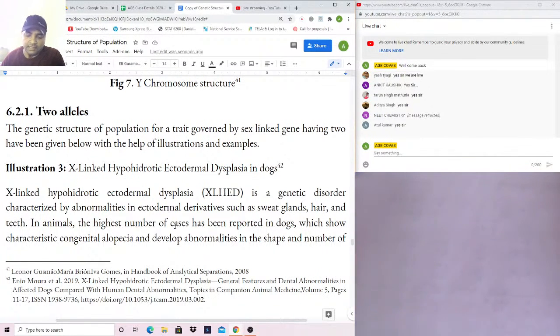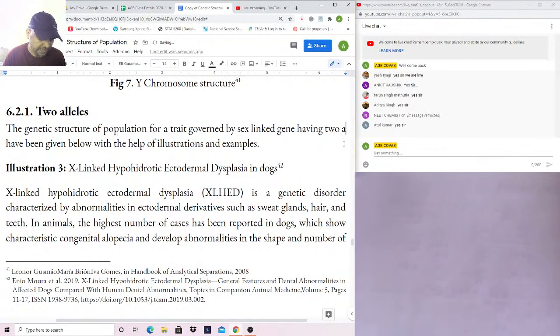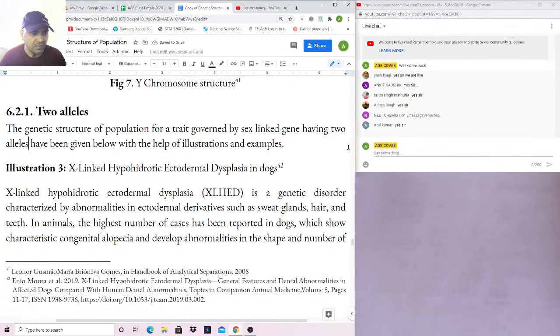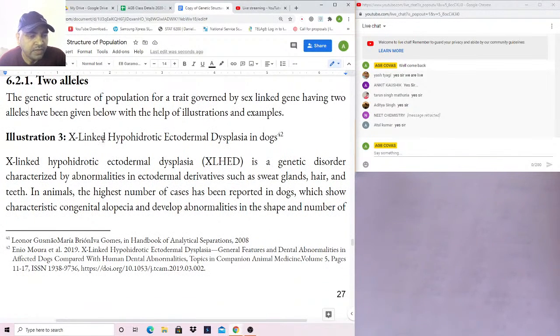So first is two alleles. Say for example, it is an allosomal locus and there are two alleles, right? So the genetic structure of a population for a trait governed by a sex-linked gene having two alleles has been given below with the help of illustrations and examples. I am taking one example: X-linked hypohidrotic ectodermal dysplasia in dogs.